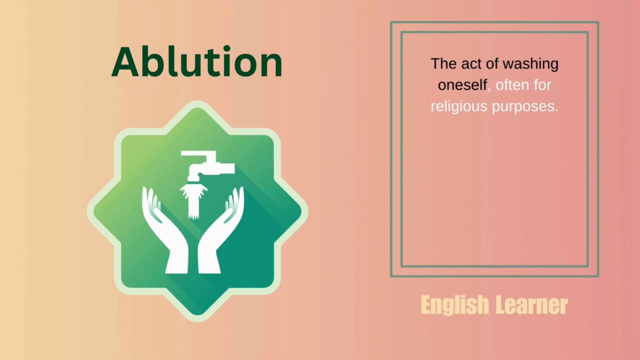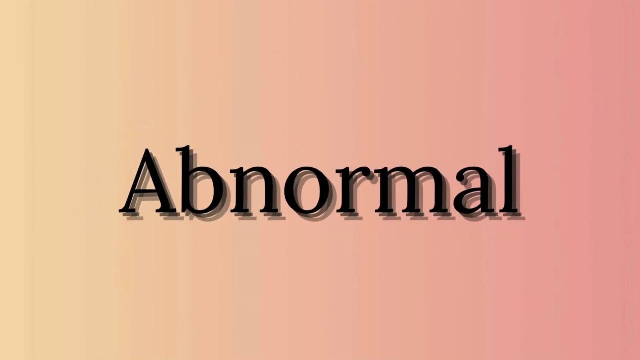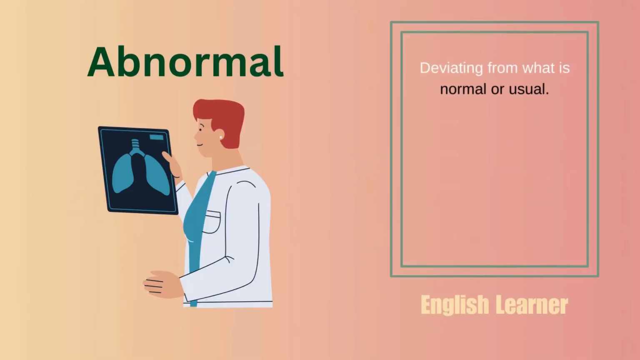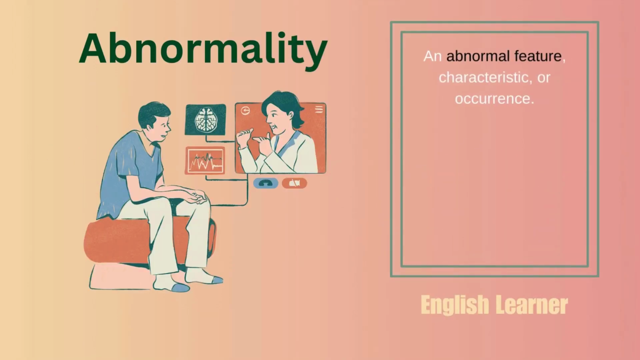Ablution. The act of washing oneself, often for religious purposes. Example. The monk performed his morning ablutions before prayer. Abnormal. Deviating from what is normal or usual. Example. The doctor noticed an abnormal growth on the X-ray. Abnormality. An abnormal feature, characteristic, or occurrence. Example. The scan revealed a small abnormality in the brain.